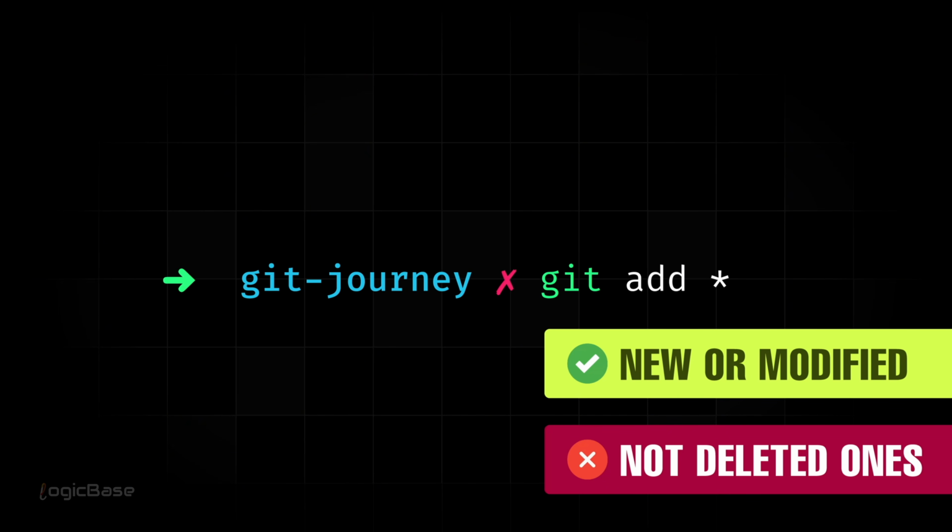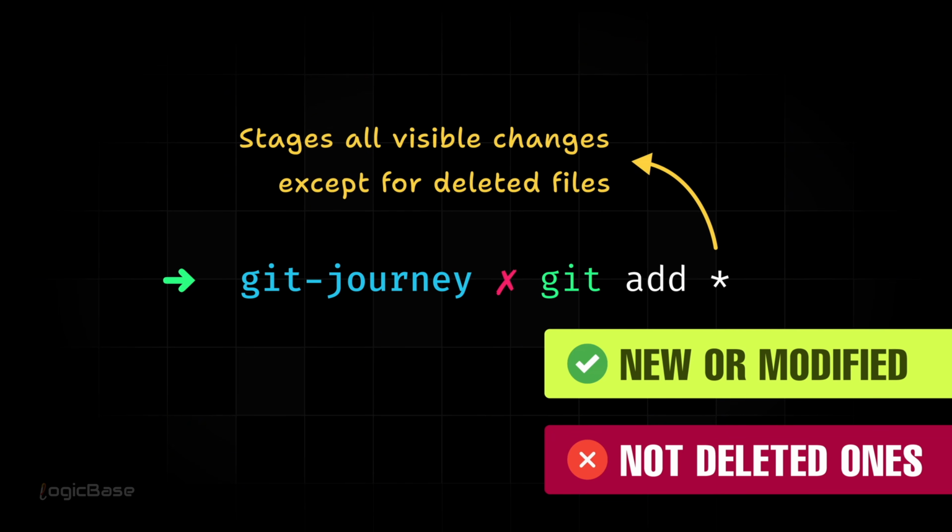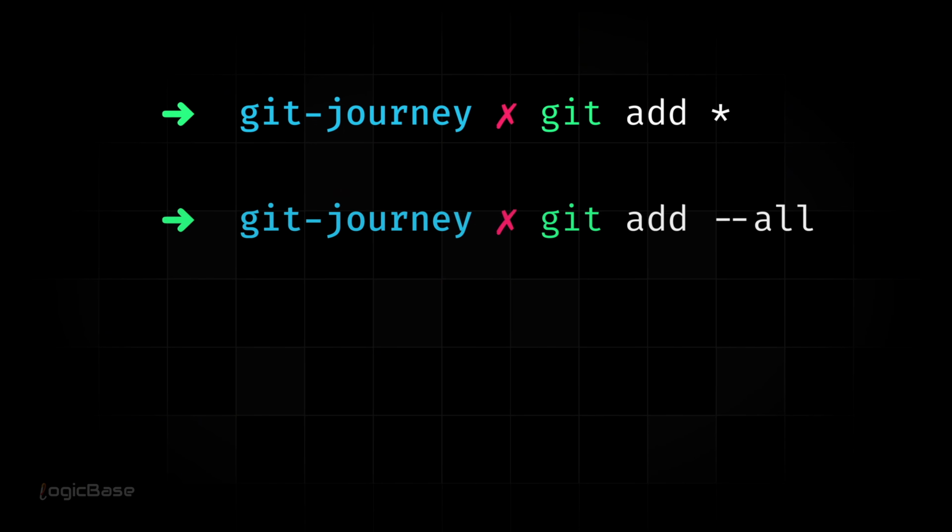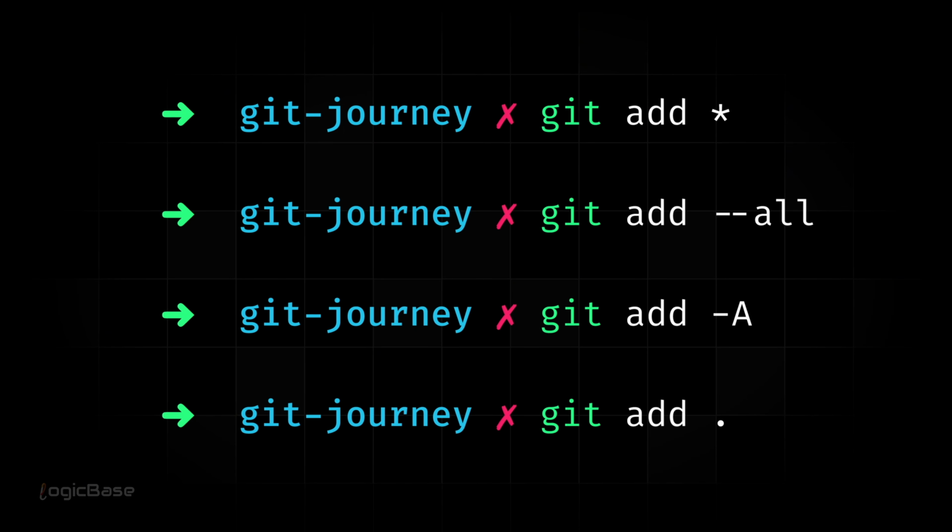The behavior of the asterisk is that it stages all visible changes except for deleted files. In other words, if a file has been deleted, it won't be added to the staging area. That's the key difference between the star and the dot and the --all options. This is how the star works in git add.